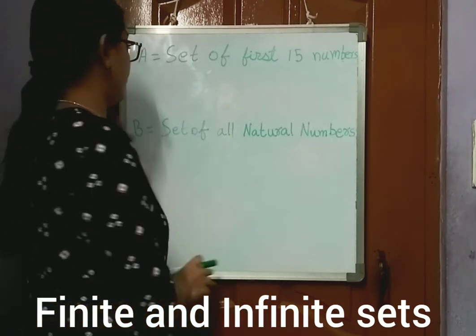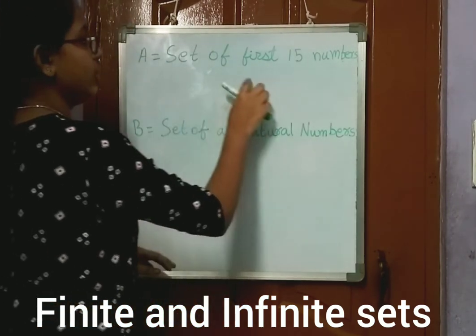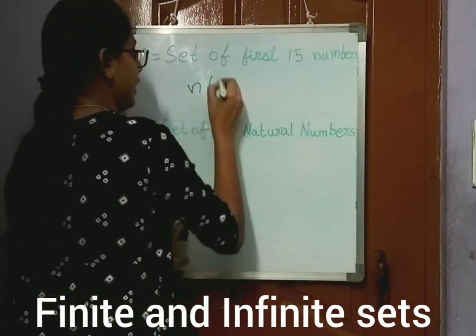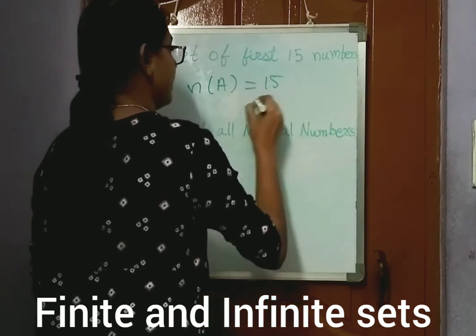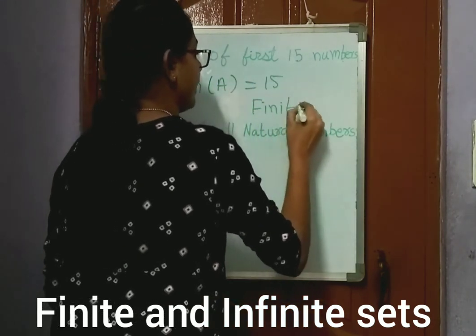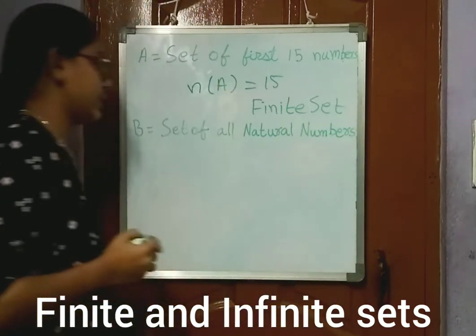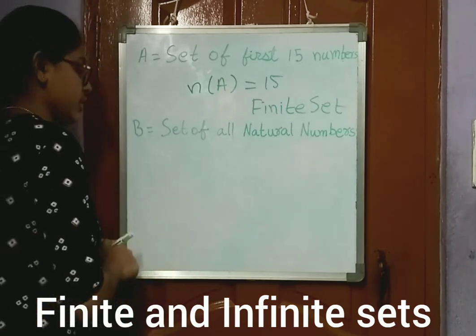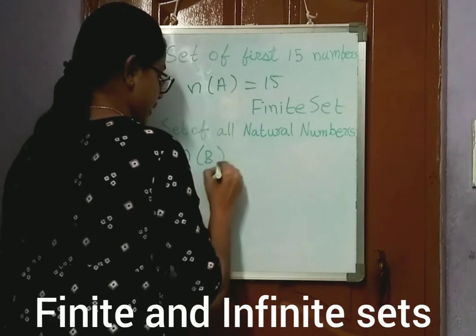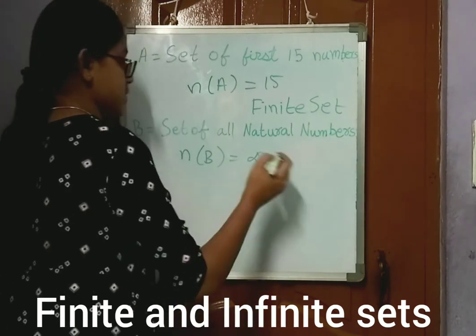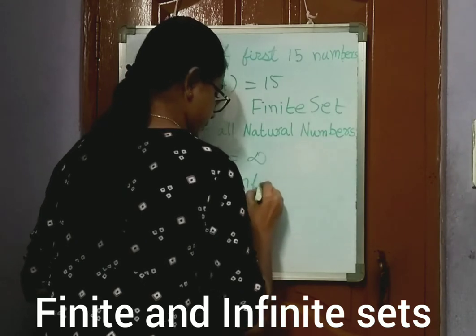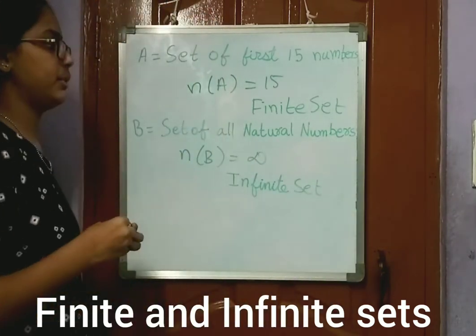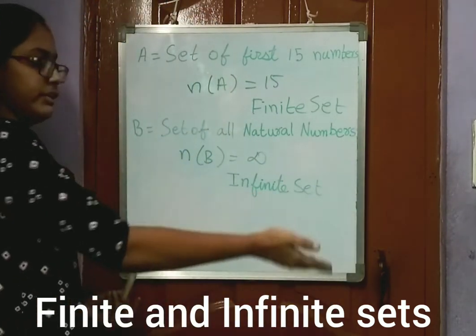Here, let's see the sets A and B. A is the set of first 15 natural numbers. It is obvious that n of A will be 15, so this is a finite set. But in the second one, the set of all natural numbers, we have an infinite number of natural numbers. So the cardinality of B will be infinity, so this will be an infinite set. So A is an example of a finite set and B is an example of an infinite set.